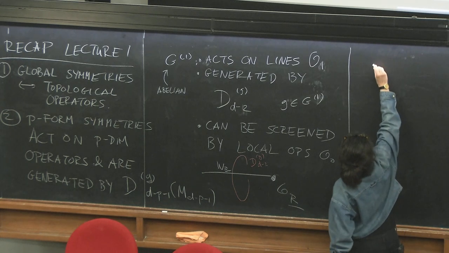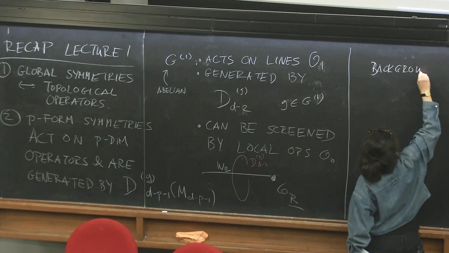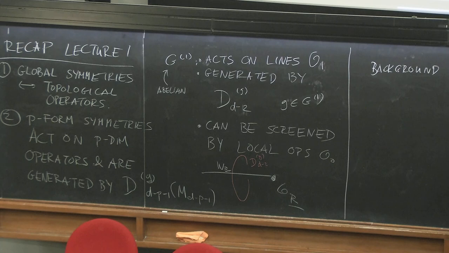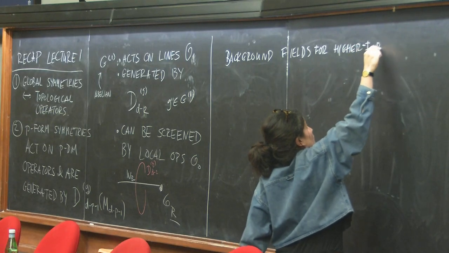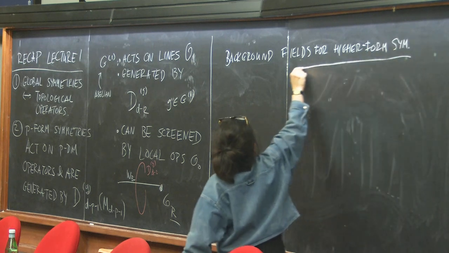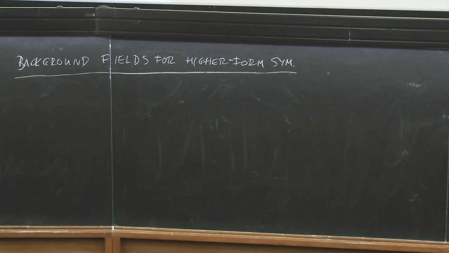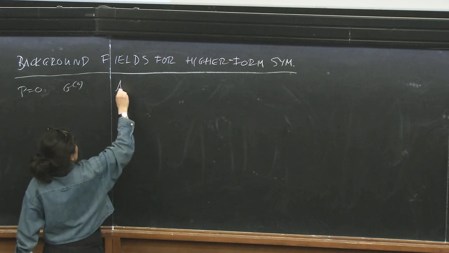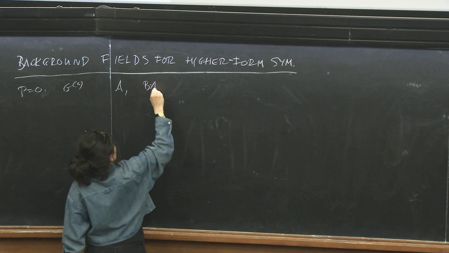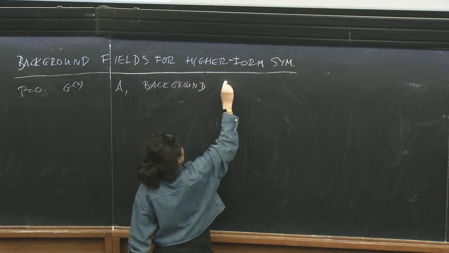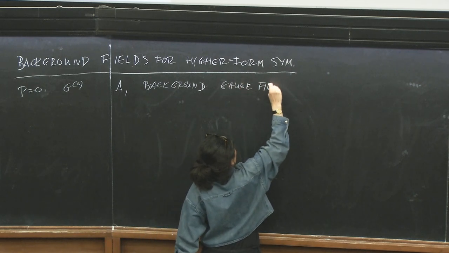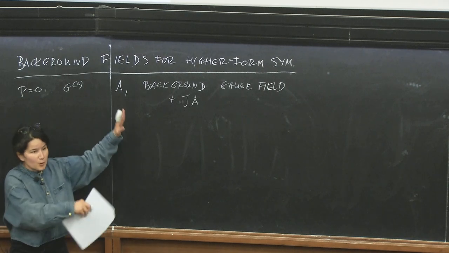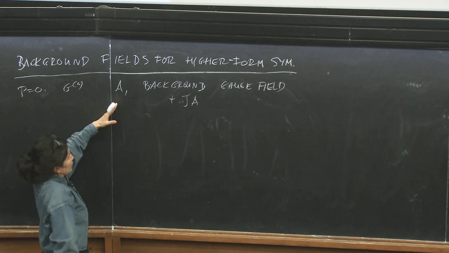So one thing that I want to talk about today is background fields for higher-form symmetries. If you have a standard zero-form symmetry, you know how to couple this to a background field. So for p equals zero, some group G_0, you would introduce a background gauge field, A_1. Once you add some term to your action, J times A or something, you could sum over A or integrate over all the connections that you would like to consider, and that would gauge that symmetry.